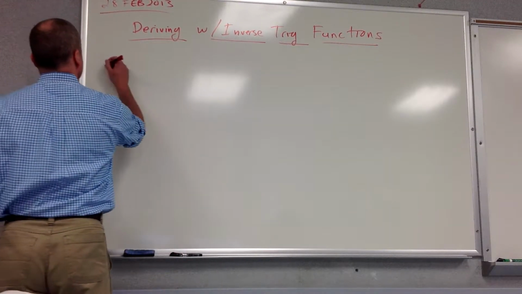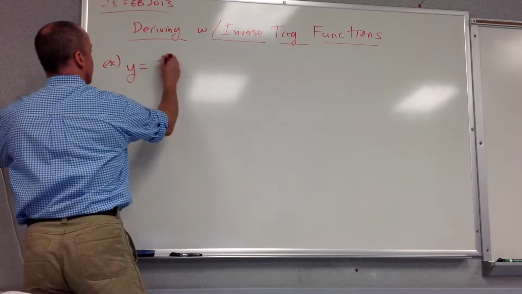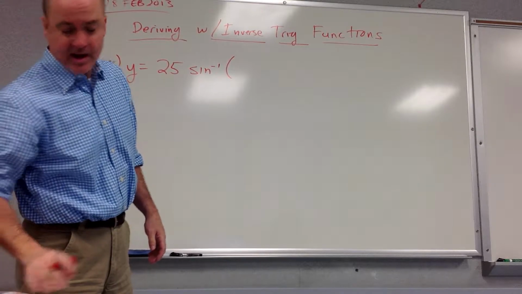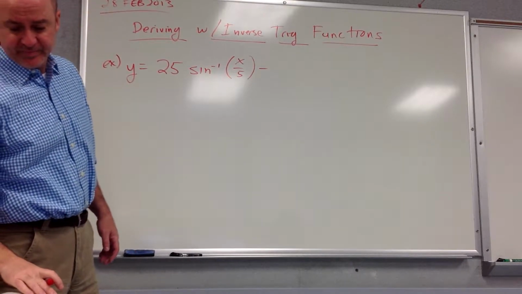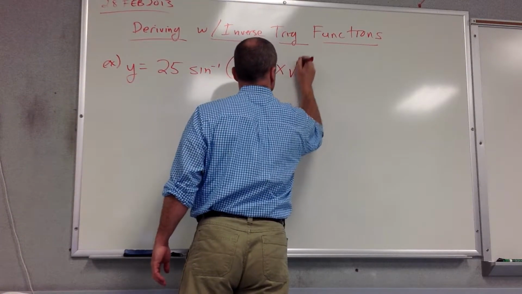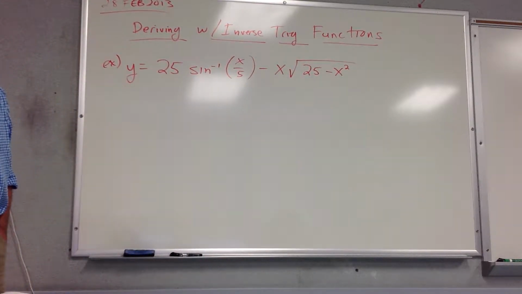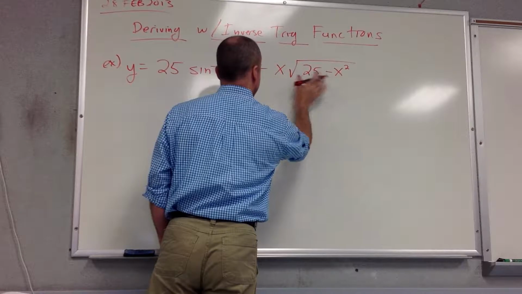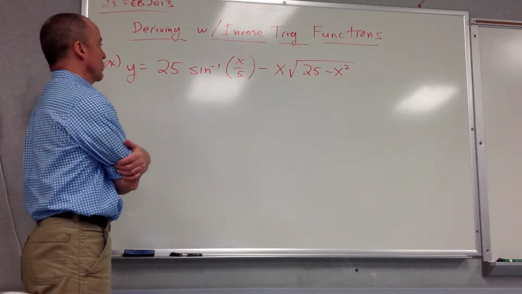Okay. First example. Y equals 25 times the inverse sine of x over 5 minus x times the square root of 25 minus x squared. I love this one. It combines an inverse trigonometric function with part of a circle multiplied by a line. I can't remotely imagine what this models in real life. But that's not what we're worried about.